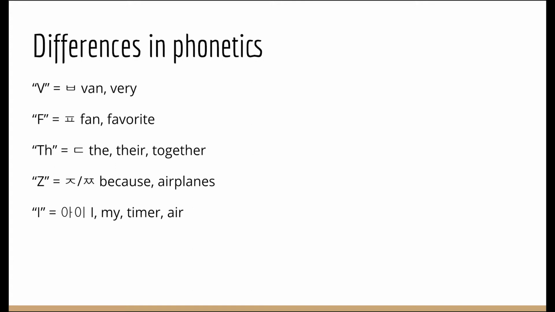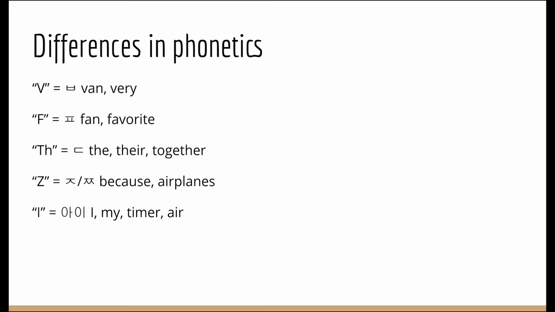So for Korean, there are some English sounds that do not exist. For example, the sound V does not exist in Korean, so a native Korean speaker would pronounce a V with the closest sound that they know, which would be the biep sound. So berry, ban. Other sounds that don't exist in Korean are the F sound, which is just a voiceless version of V, and that would be pronounced with something like piep, pen, favorite.